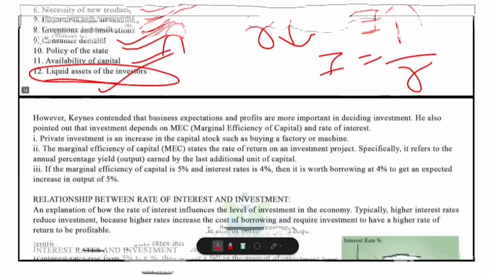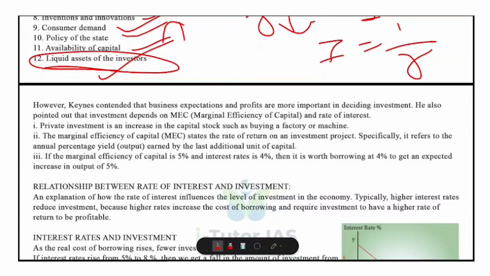Okay. Then what is Keynes' view on investment decision? Keynes challenged the classical view that investment depends only on the rate of interest. He argued that business expectations and profits, that is, how much returns investors expect to earn, are more crucial in determining investment. In simple words, entrepreneurs invest not just because loans are cheap, but because they expect good returns from their project.